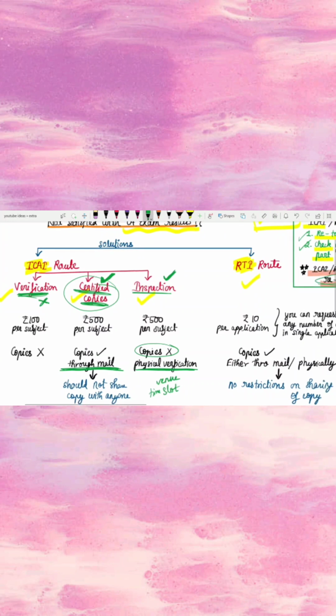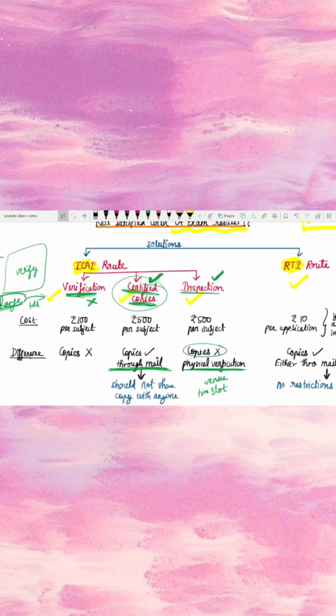So these are the three differences. Under certified copies, you get the copy of your answer sheet in the mail itself, so you can keep it. Whereas under inspection, you have to go to the venue at the given time slot and see it physically, and you cannot take the answer sheet or the copy of the answer sheet home. So this is the difference between the three options: verification, certified copies and inspection.